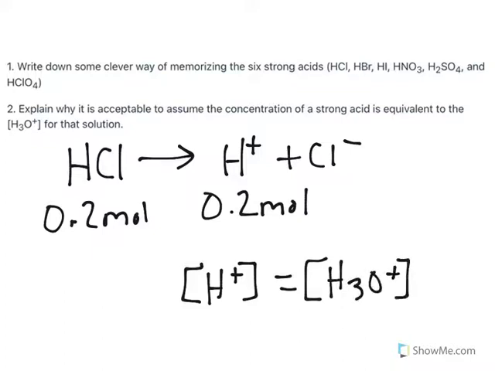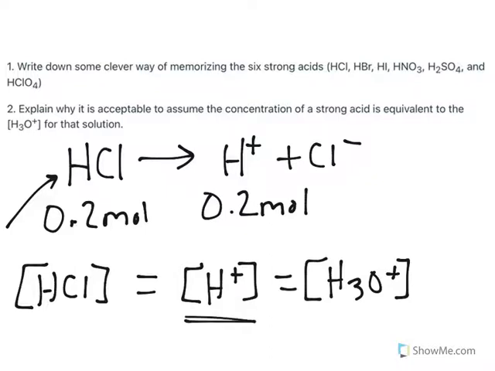So if you know the number of moles of the strong acid going in, you're able to find the concentration of that. Since it's a 1-to-1 ratio, the concentration of that strong acid is also going to equal the hydrogen ion concentration, which will then also equal the hydronium ion concentration. To make a long story short, since they entirely dissociate, you are able to assume that the concentration of the hydronium is the same as the concentration of the strong acid.